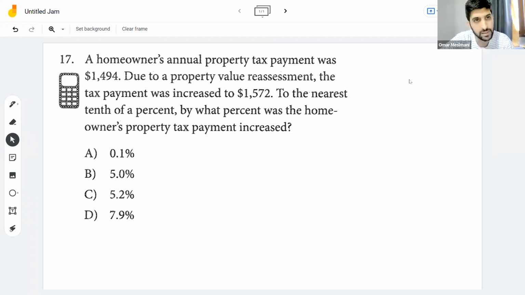By the way, here you can see that there is a calculator. It means that you can use a calculator, right? If you have a calculator, use it. It's okay.